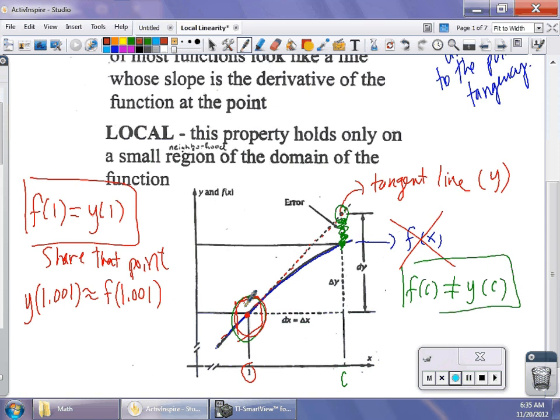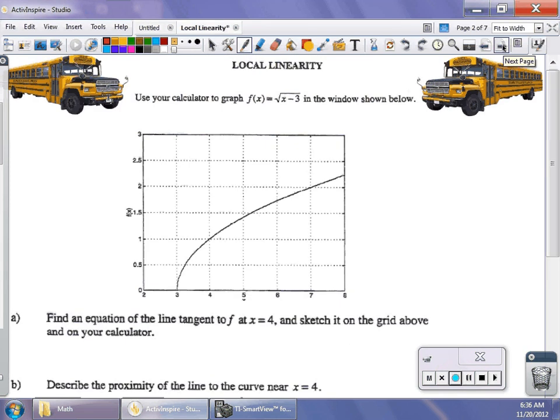Now that's the big picture idea. That's the overview of what we're going to do, but we're going to look at some particular examples that I think will help make this a little bit more clear. Alright, so on the next page, if you have this packet, you'll see this problem, and it asks us to use our graphing calculator to graph the function, which I don't think we have to do because the function's already given to us.